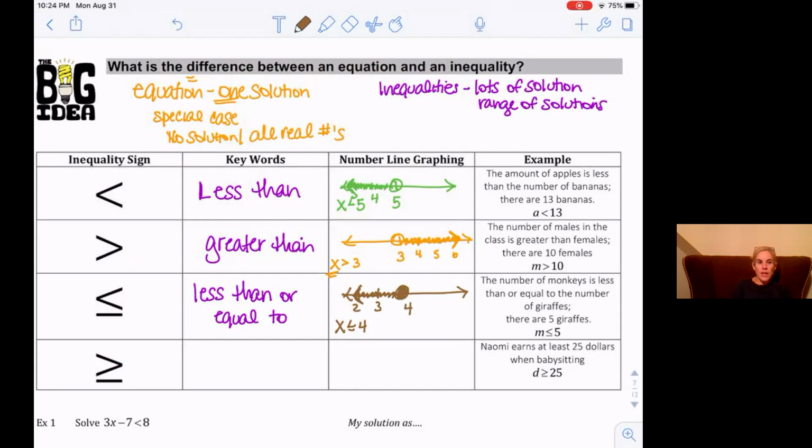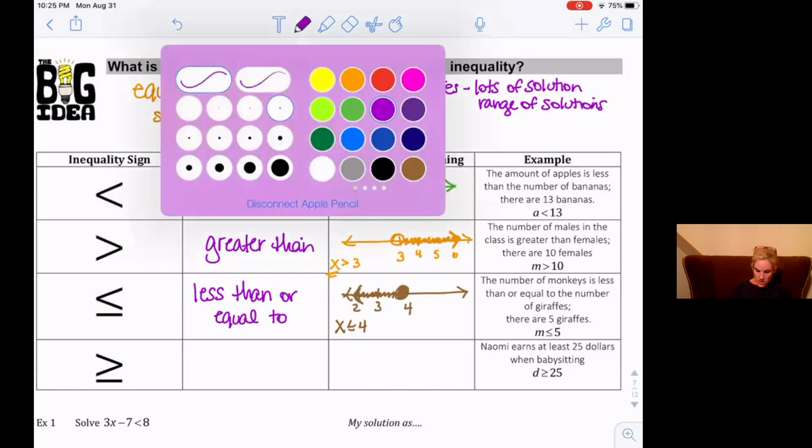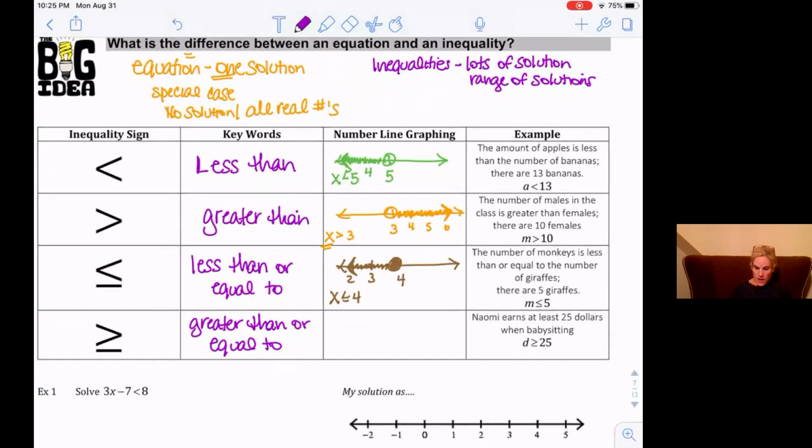And then the last one says greater than or equal to. Okay, so let's say we were going to graph x is greater than or equal to 1. What we would do is draw our number line and put 1 on there.